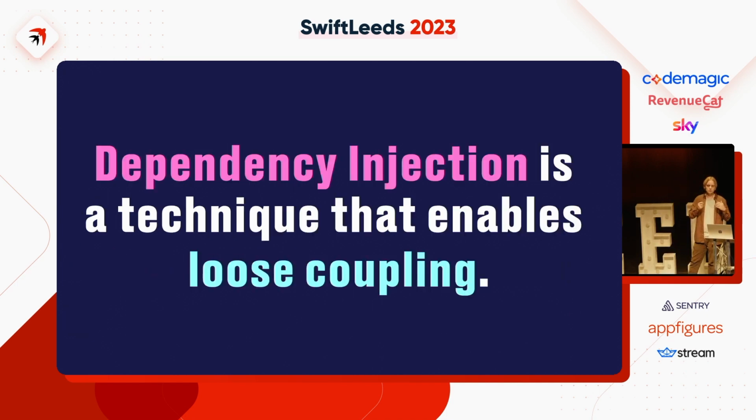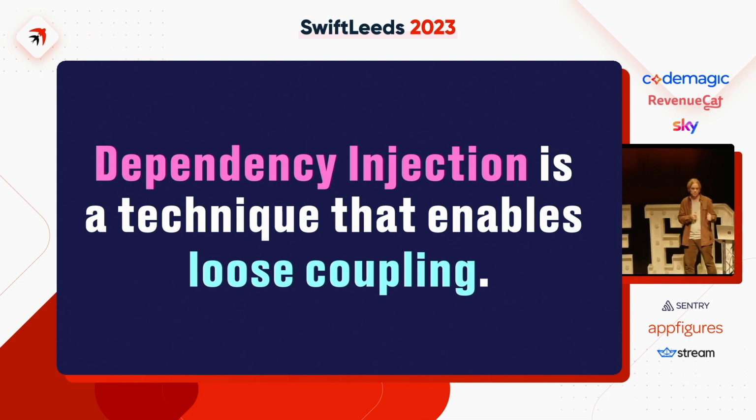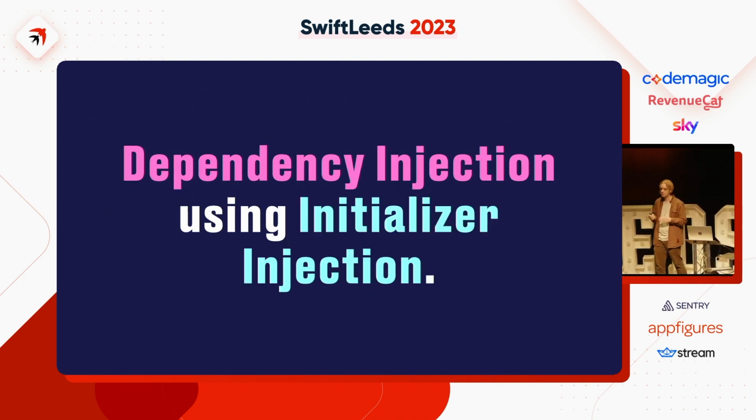So when we use abstractions, we will at some point need to provide our consumers, that is the consumers of our dependencies, with implementations that conform to these abstractions. And we use dependency injection to provide a consumer with an implementation. And when doing so, it becomes apparent that dependency injection is a technique that enables loose coupling in our code bases. And throughout this talk, we'll be focusing on initializer injection.